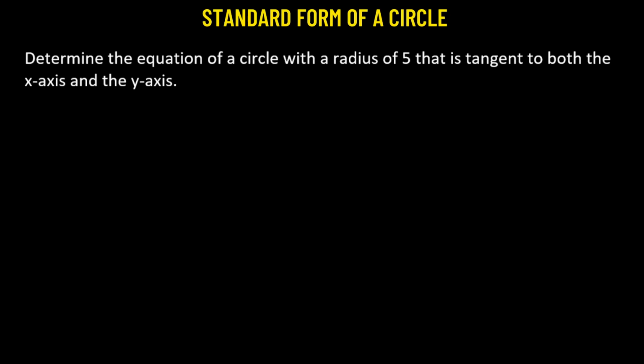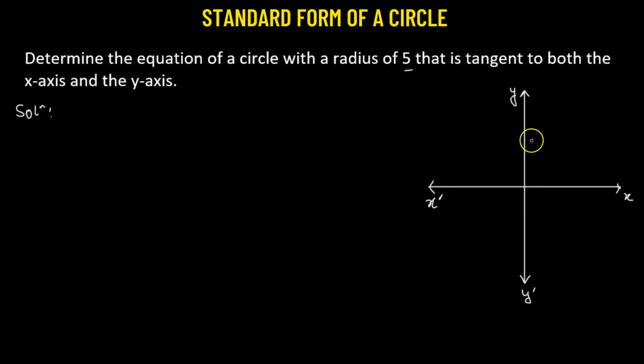We need to determine the equation of a circle having a radius of 5 units and the circle is tangent to both the x and the y axis. So let's try to first understand the problem. We'll use a Cartesian plane. We have here the familiar x and the y axis.